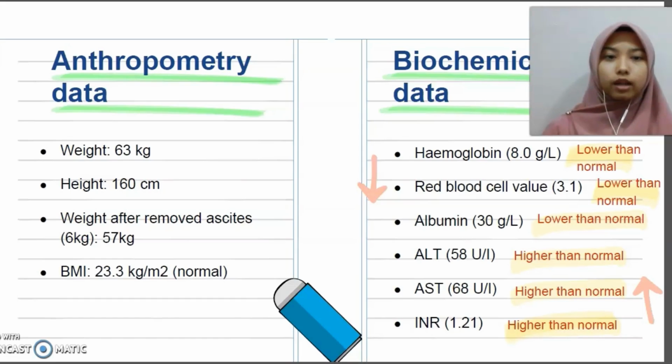For the biochemical data, the hemoglobin value is 8.0 gram per liter, which is lower than normal. The red blood cell value is 3.1, which is lower than normal. The albumin value is 30 gram per liter, which is lower than normal. The ALT value is 58 IU, which is higher than normal. The AST value is 68 IU, which is higher than normal. And the INR value is 1.21, which is also higher than normal.